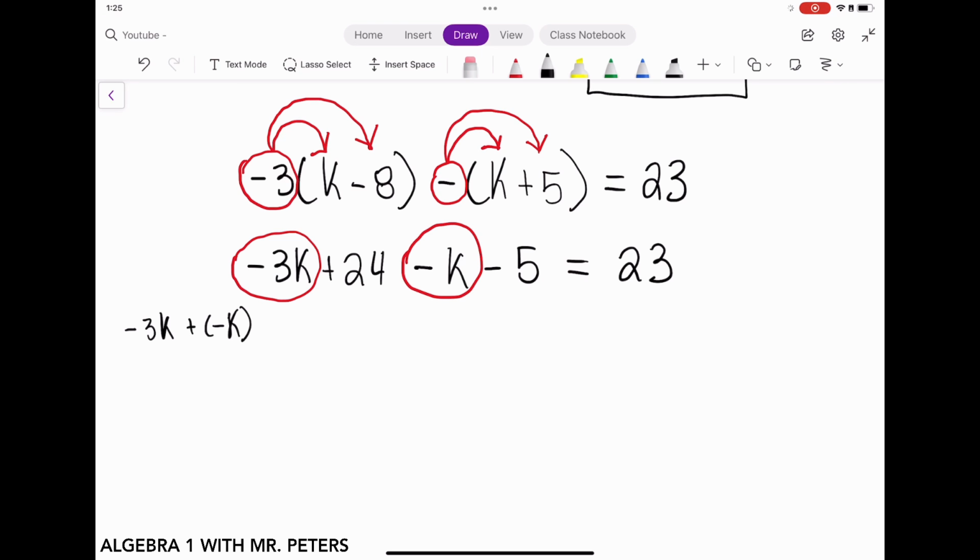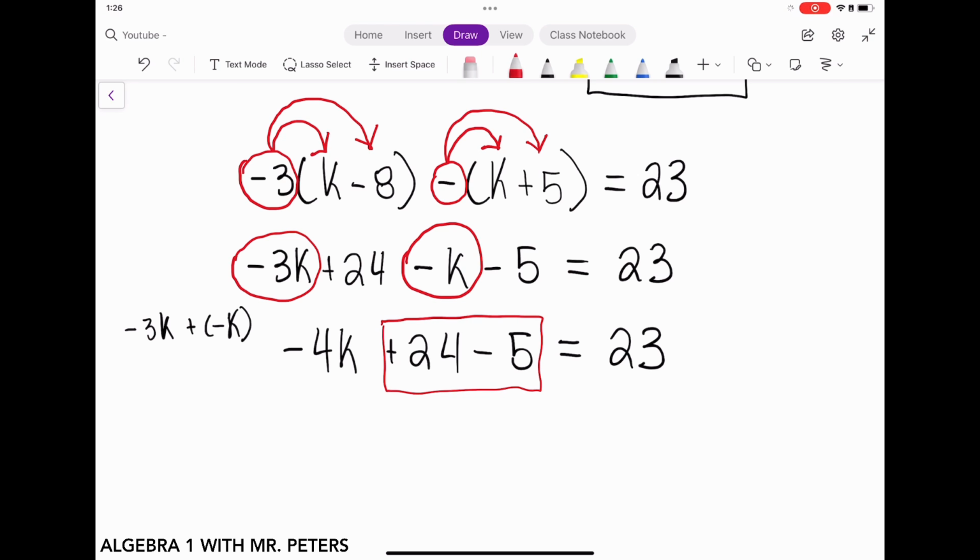We're going to rewrite the rest of the problem to see if there are any other like terms for us to combine. When I look at it, I see that I have positive 24 and negative 5. So now we're going to have negative 4k plus 19 is equal to 23. 24 minus 5 gives us 19.